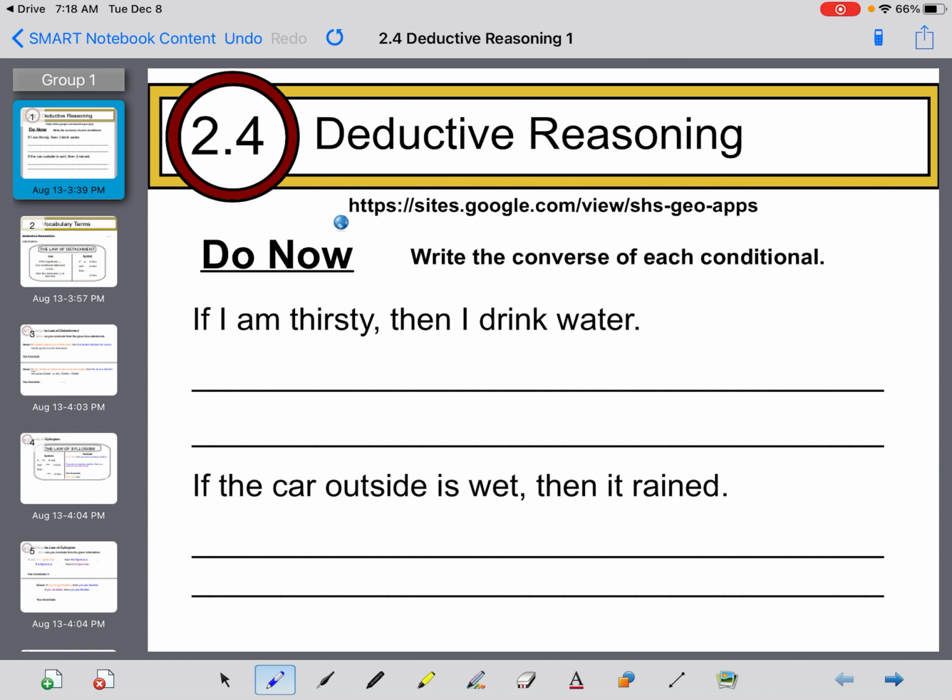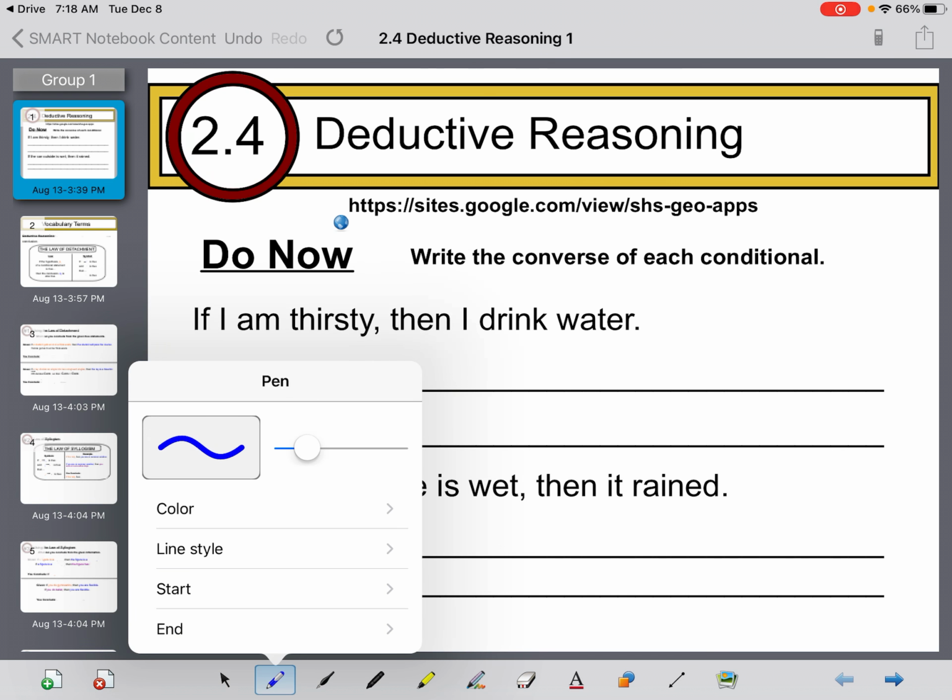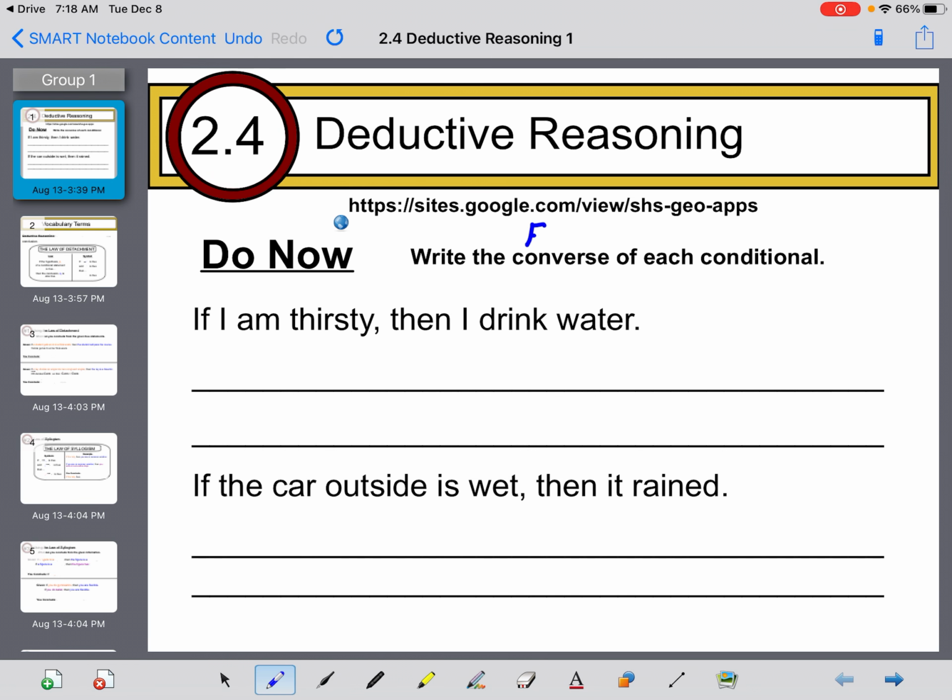Okay, feel free to pause the video, complete the do now, write the converse of each conditional statement. If I am thirsty, then I drink water. If the car outside is wet, then it rained. Remember, converse means to flip your hypothesis and your conclusion. All right, resume the video when you're done attempting the do now.